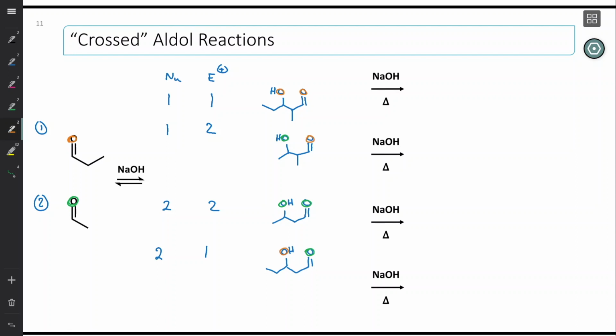and here. Now all of these can undergo condensation reactions, so let's draw them out. Let's see. We can have double bond here. Oops, not there. Here. You can have like this.